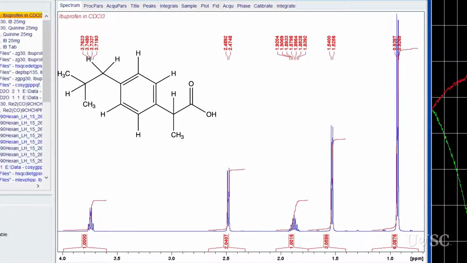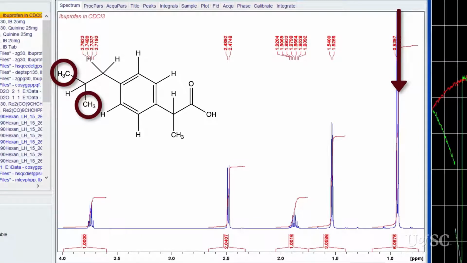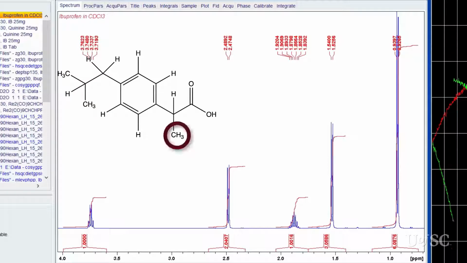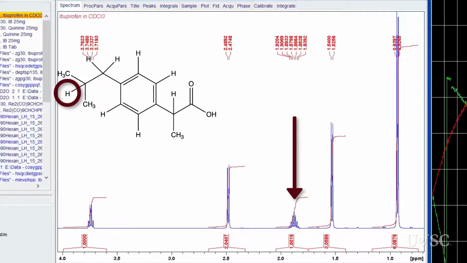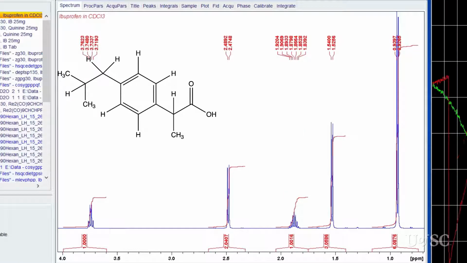Based on integration, the isopropyl methyl protons are the doublet near 0.93 ppm and the other methyl is the doublet at 1.53 ppm. The heavily split isopropyl methine is the 9-line multiplet at 1.88 ppm. The doublet at 2.48 ppm, with the relative intensity of 2, is the methylene, and the quartet at 3.74 ppm is the methine that is adjacent to the carboxylic acid.